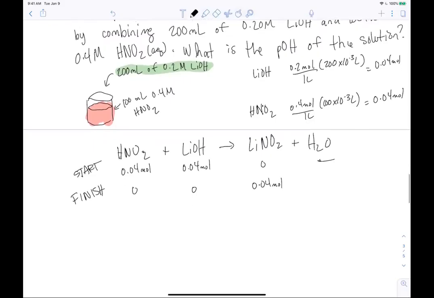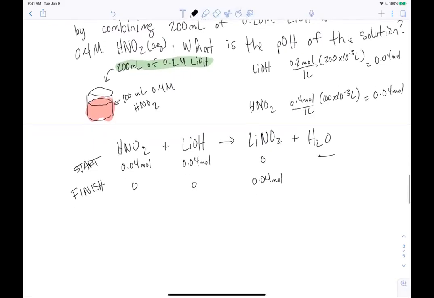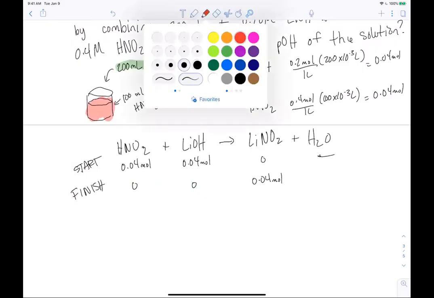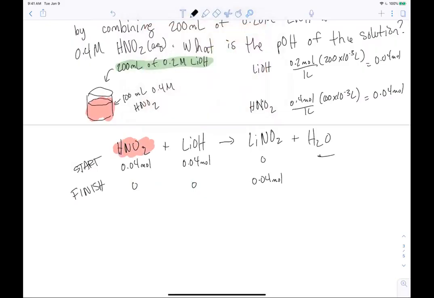And so the question that is being asked is, what's the pH or pOH of this final solution? And the confusion point is, I guess the initial instinct is, well, I've got no acid or base left over, so maybe my pH is equal to 7. That's not correct. The thing you have to recognize here is that this is a weak acid. Which means that the conjugate base for this, lithium nitrite, is going to be a weak base.